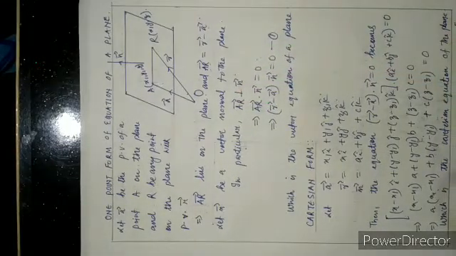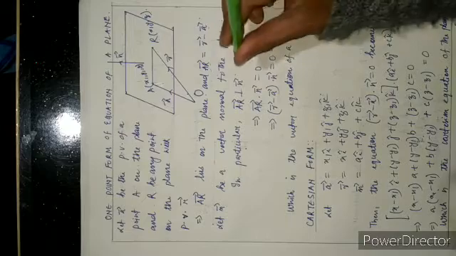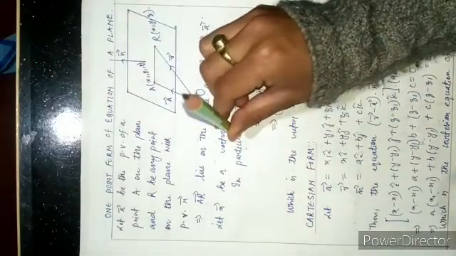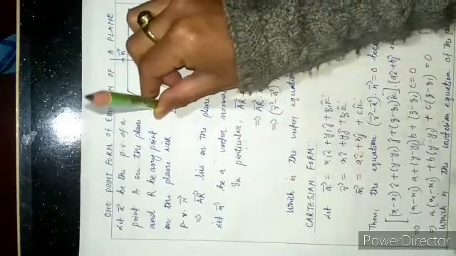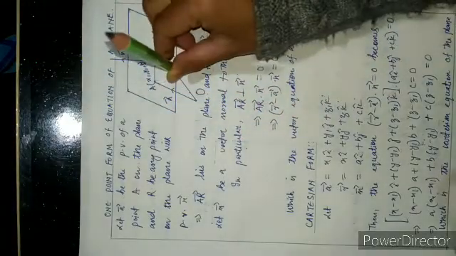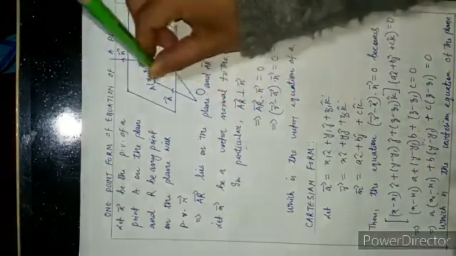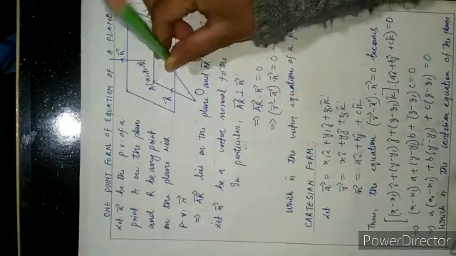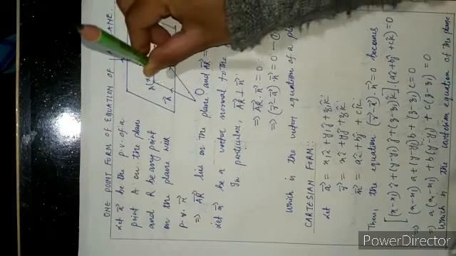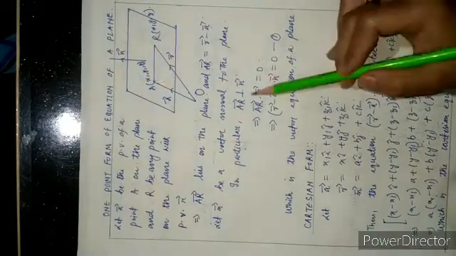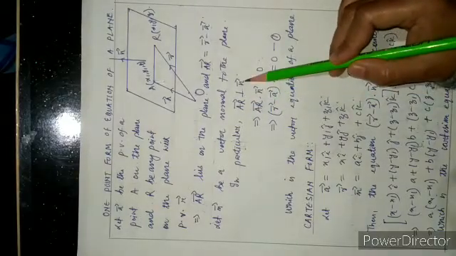For example, take a pencil. The pencil is perpendicular to the plane, so it is perpendicular to any line segment on the plane. In the same way, the N vector is perpendicular to AR, so the AR vector is perpendicular to N.